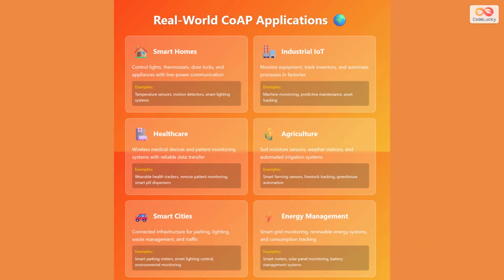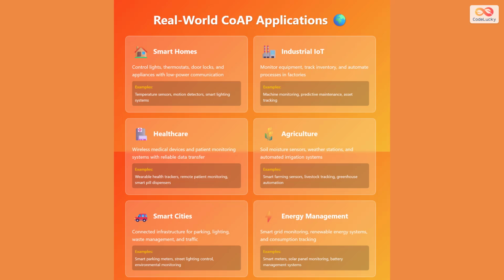CoAP is used across numerous real-world applications. In smart homes, it controls lights, thermostats, door locks, and appliances with low-power communication, including temperature sensors, motion detectors, and smart lighting systems. Industrial IoT deployments use CoAP for monitoring equipment, tracking inventory, and automating processes in factories through machine monitoring, predictive maintenance, and asset tracking.